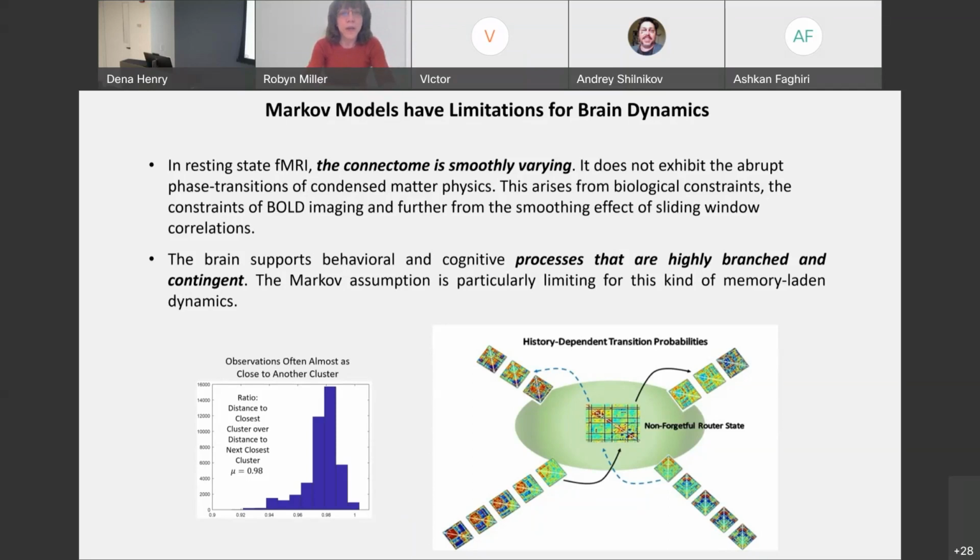Another reason this might be limiting is that the brain supports behavioral and cognitive processes that are highly branched and contingent. And the Markov assumption would be particularly limiting for this kind of memory-laden dynamics.